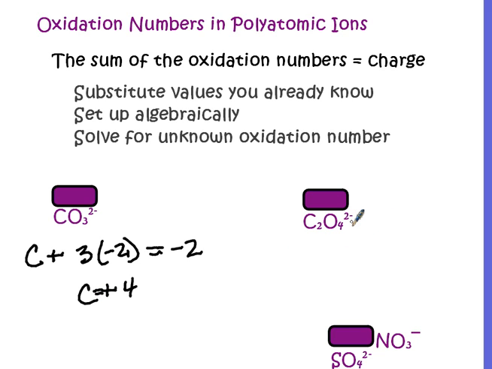And over here, the hardest one of the day maybe, the oxalate ion. I have 2 carbons. I don't know what they are. I have 4 oxygens. I know they're -2. And the whole thing has to be equal to -2. So this is -8. Bring that over here. I got to have something that's going to be +6. So 2 carbons to make a +6. Carbon here must be +3.